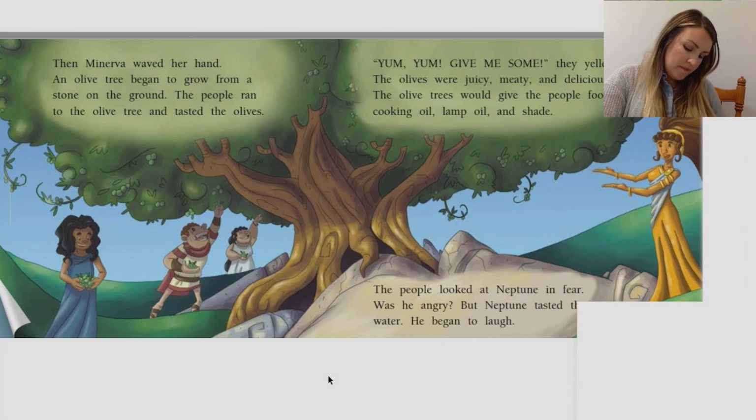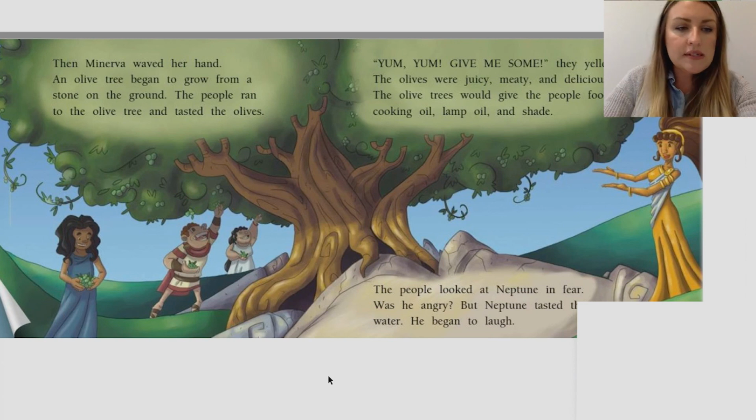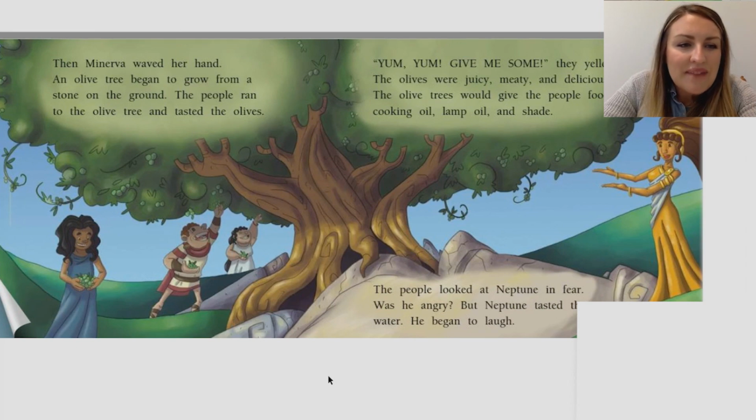Minerva, gift, olive tree, people scared. Who were they scared of again? Yep, they were not scared of her. They were scared of him, Neptune. All right, boys and girls, let's finish reading our story, okay?